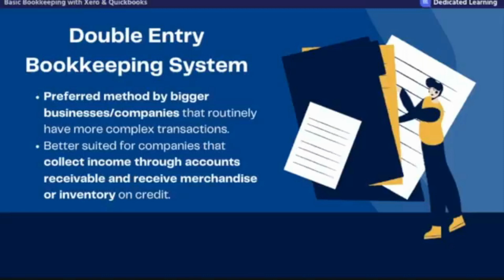This is where the other bookkeeping system comes into play, what we call the double entry bookkeeping system. This is used for businesses that routinely have more complex transactions, companies that can collect income through accounts receivable. To remind everybody, accounts receivable is money that is owed to the company, while goods or inventory received on credit are liabilities, or money that we owe to others. They are better suited for this method.